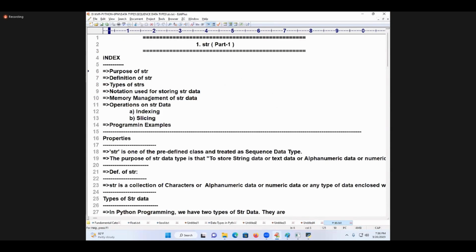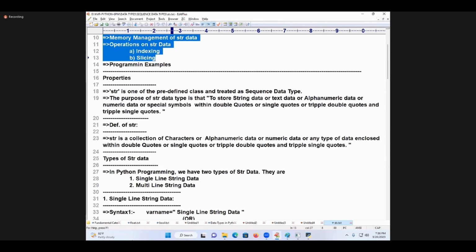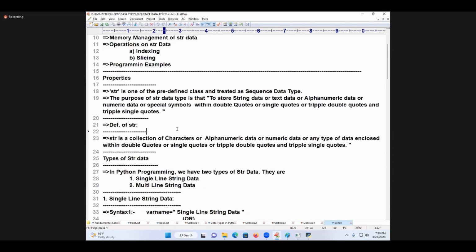This is part one, all those properties started. My dear students, one by one, all of them read it. Whatever is explained, I'm just putting, because typing everything is waste of time now. You already understand. str is one of the predefined class treated as sequence data type. The purpose of str data type is to store string data, text data, alphanumeric data, numeric data, special symbols within double quotes, single quotes, triple double quotes, triple single quotes.